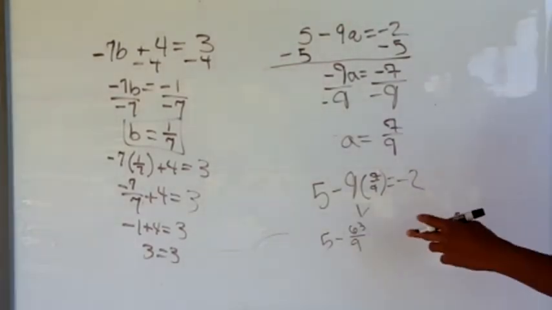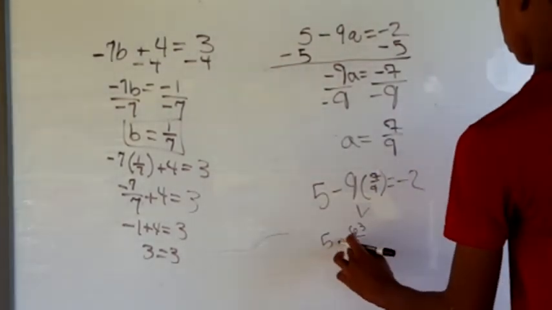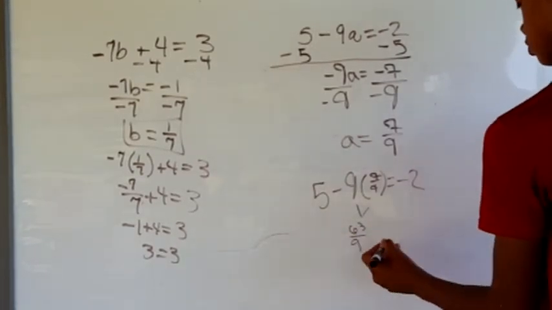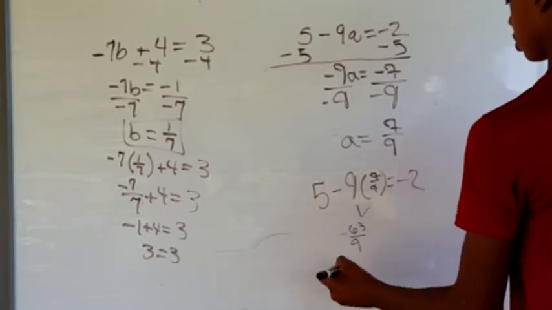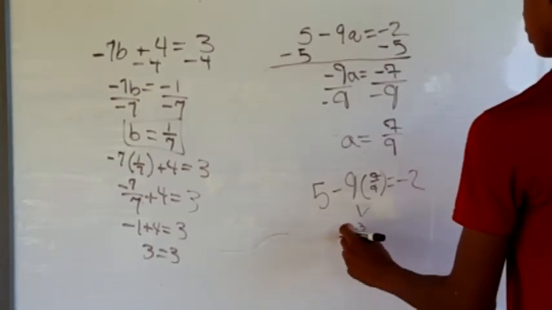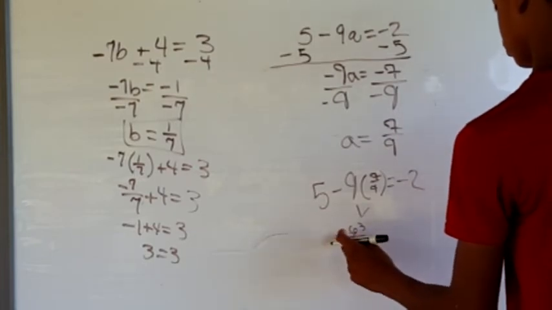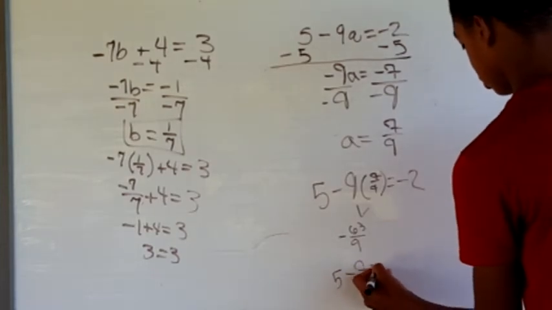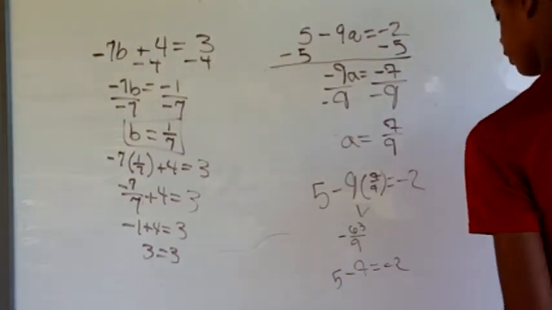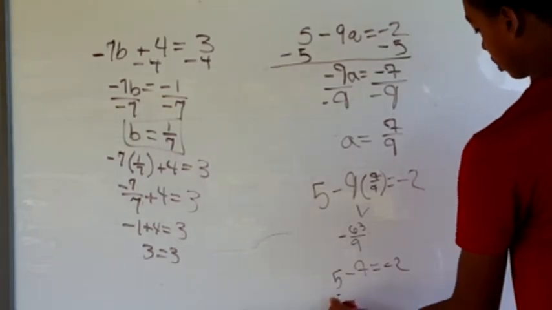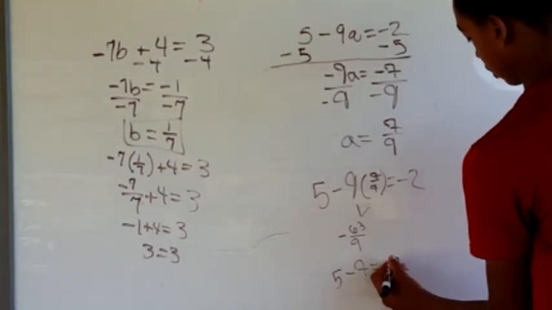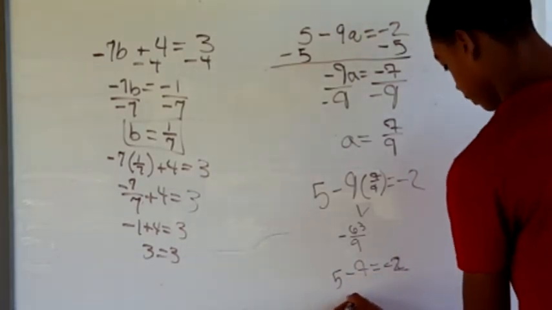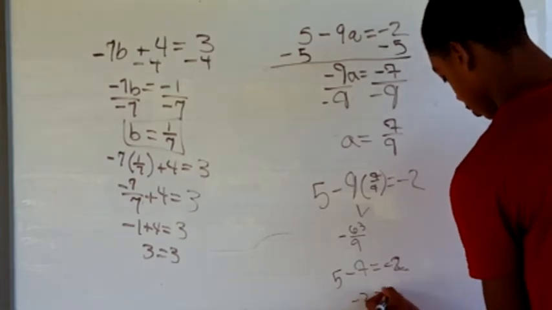So if you go ahead and simplify that, 63 over 9, it's equal to negative 63 over 9, and it's equal to negative 7. So it'll be 5 minus 7 equals negative 2. And you could go ahead and chase it around or keep it, which I'm going to keep it. And if you go down 7 from 5 on the number line, then you'll get negative 2. So this equation is true.